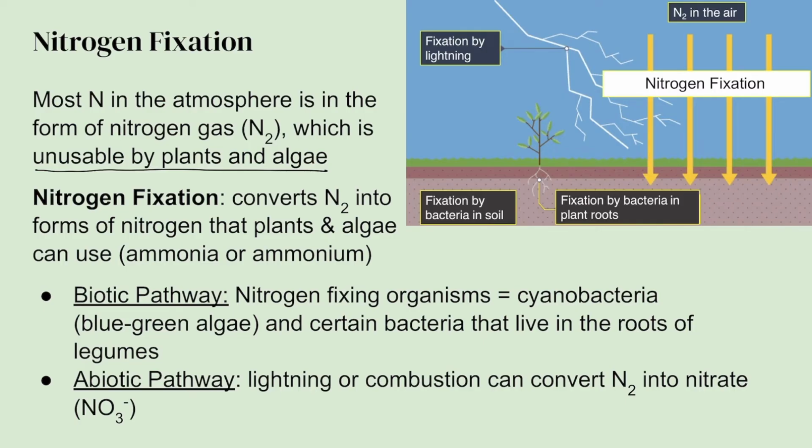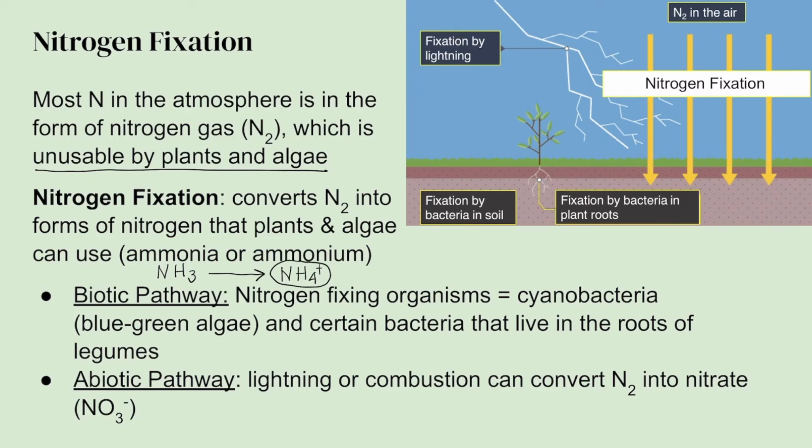So nitrogen fixation is the conversion of nitrogen gas into forms of nitrogen that plants and algae can actually use. That is either the form of ammonia or ammonium. Ammonia is NH3, so 1 nitrogen and 3 hydrogen atoms. Ammonium is NH4+, so 1 nitrogen and 4 hydrogen atoms with a positive charge. If nitrogen gas is converted into ammonia, it's rapidly converted into ammonium. So basically in the end, what we get is a lot of ammonium ions.